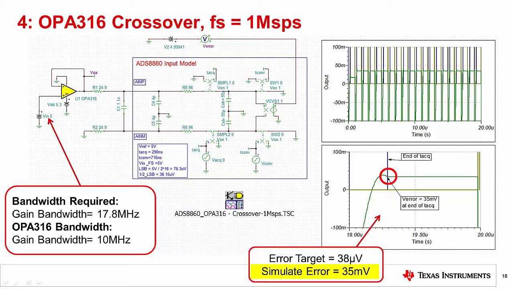You can see the simulation result shows a settling error of 35 millivolts, which is substantially larger than the error target of 38 microvolts. Note that this amplifier has input crossover distortion, and a hands-on experiment covering the effects of crossover distortion is covered in a different video. For reference, let's call this design OPA316 crossover. You can verify the simulated performance later using the included file.